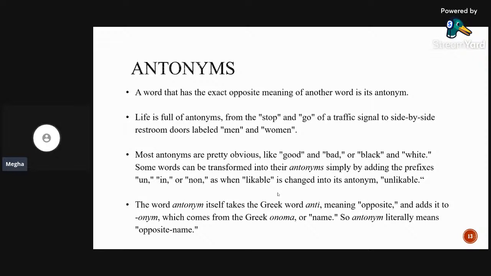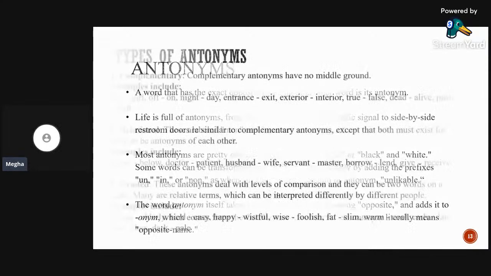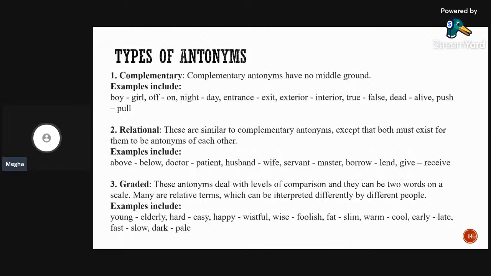Okay, so the word antonym itself takes the Greek word anti, which means opposite, and adds to it onym, which comes from the Greek onoma, or name. So antonym literally means opposite name. So it is from a Greek word, and its exact or literal meaning is opposite name. That is about antonyms. So we have different types of antonyms.